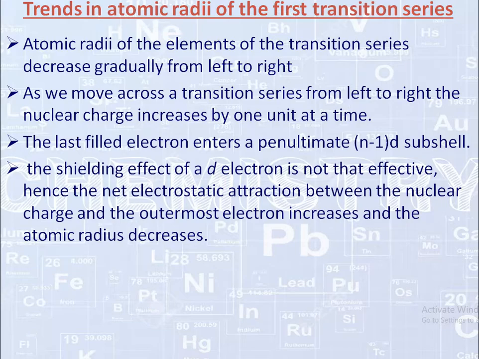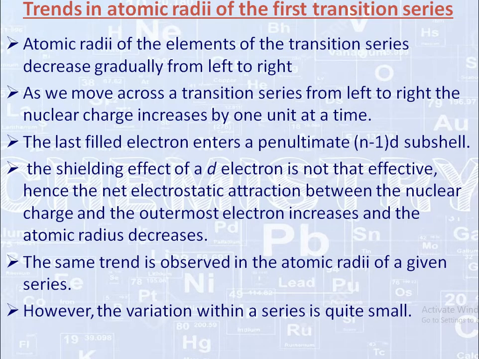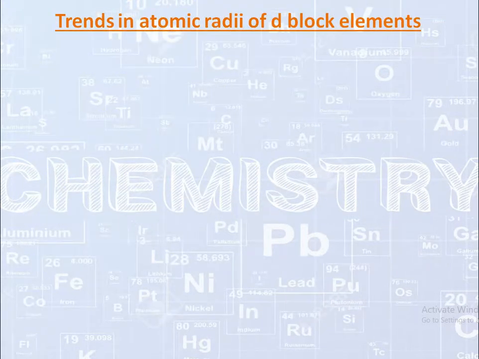So we can say that the shielding effect of a d electron is not that effective, and hence the net electrostatic attraction between the nuclear charge and the outermost electron increases and the atomic radius decreases. The same trend is observed in the atomic radii of the other series. However, the variation within a series is quite small, meaning there is a minor variation in atomic radii within a particular transition series.